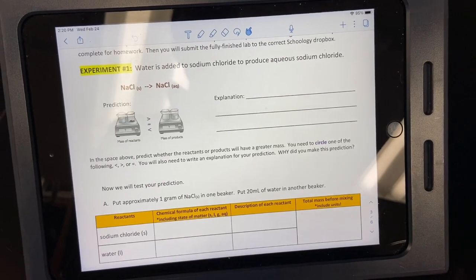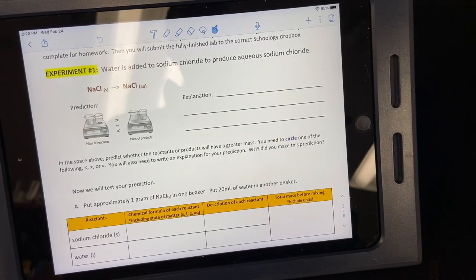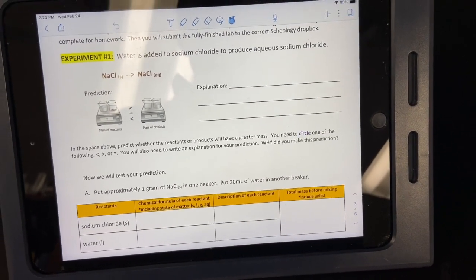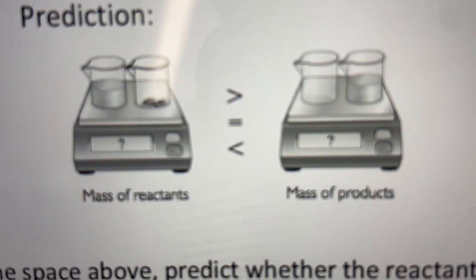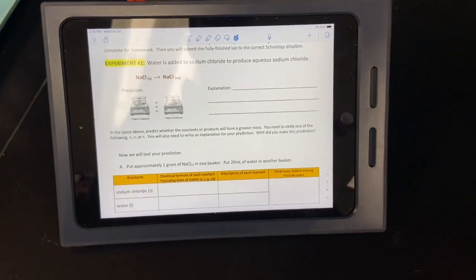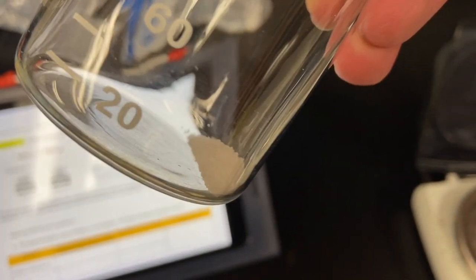So we're going to start with experiment 1, where water is added to sodium chloride to produce aqueous sodium chloride. Remember, before you do any of these experiments, you got to make your prediction as to whether the reactants or the products will have a greater mass. So you're circling the less than, greater than, or equal to sign right there in the middle of those two scales.